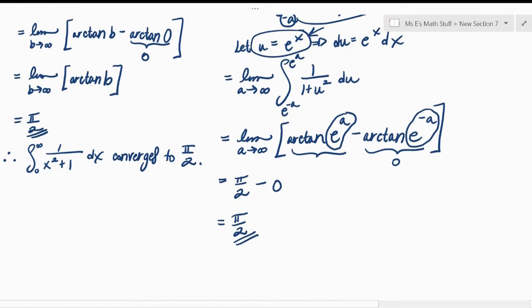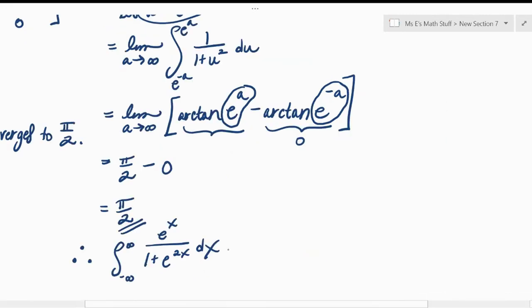There we go. So my conclusion would be that the integral from negative infinity to infinity of e to the x over 1 plus e to the 2x dx converges to pi over 2.